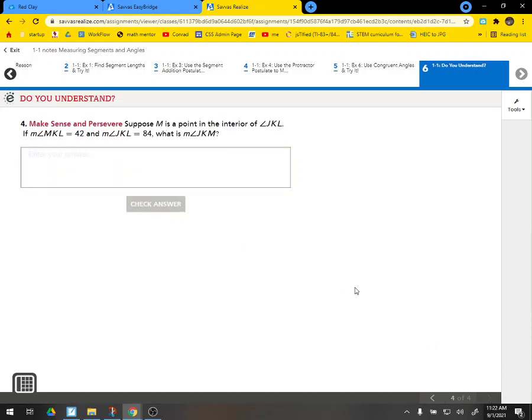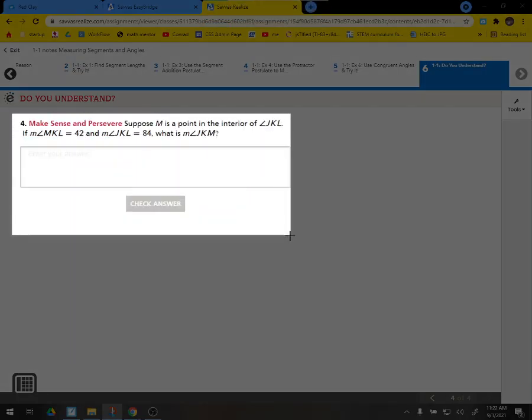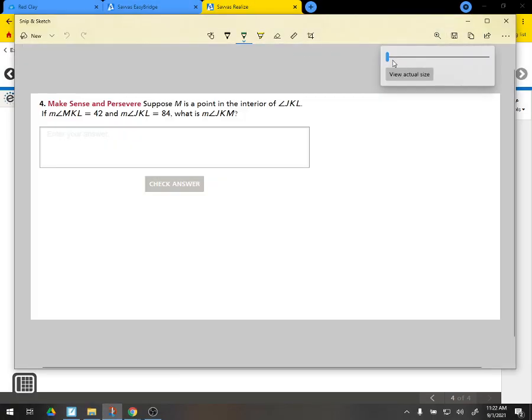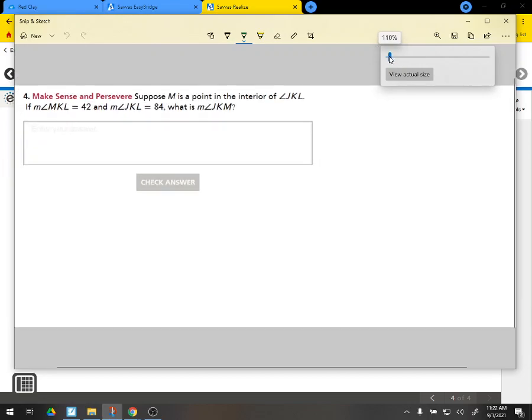Suppose M is a point in the interior of angle JKL. All right, so this is make sense and persevere. Anytime you see that word persevere, it's telling us that it's going to be a little challenging. And I'll tell you right now, looking at this, my brain goes, what? Can you like show a picture? So let's actually show this. Let's show a picture.